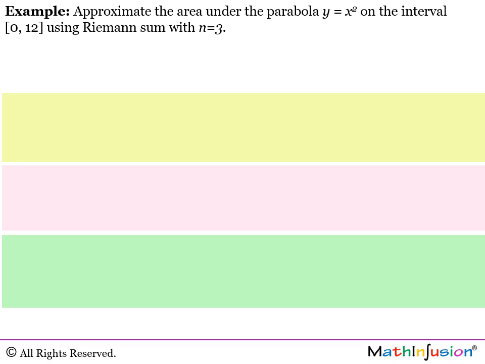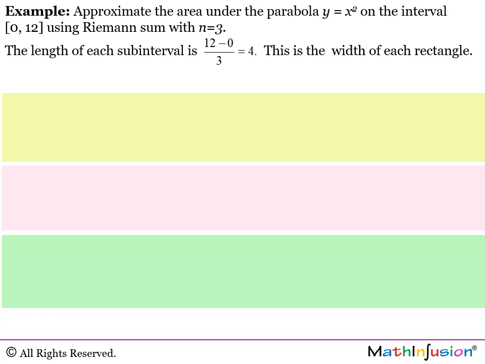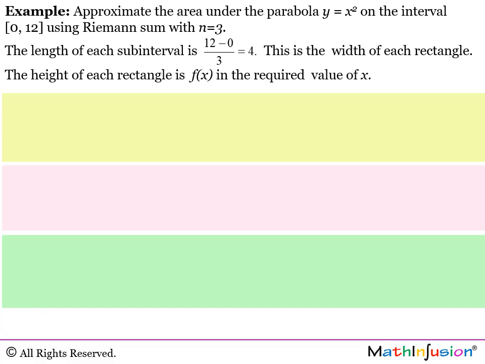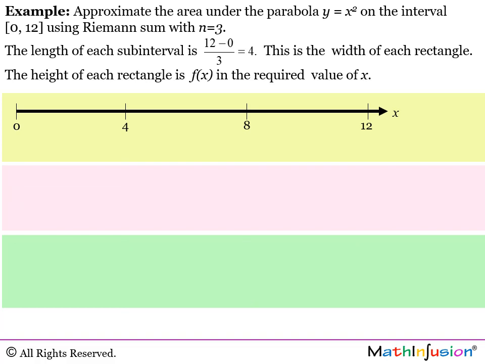Example. Approximate the area under the parabola y equals x to the power of 2 on the interval 0, 12 using Riemann sums with n equals 3. The length of each subdivision is 12 minus 0 over 3 equals 4. This is the width of each rectangle. Again, even though this is an easy function to sketch, I'm not going to sketch it. The height of each rectangle is the value of the function at the required value of x. We are going to do it 3 times.